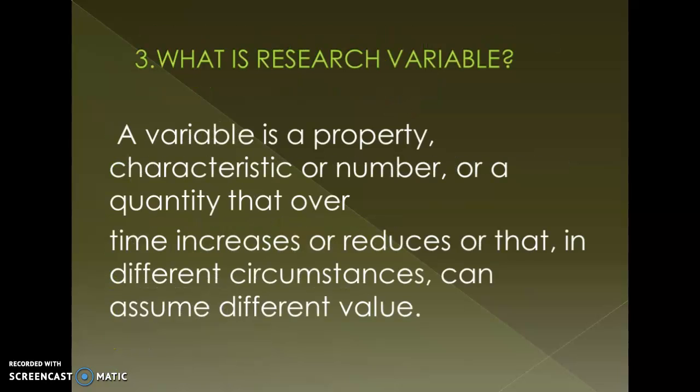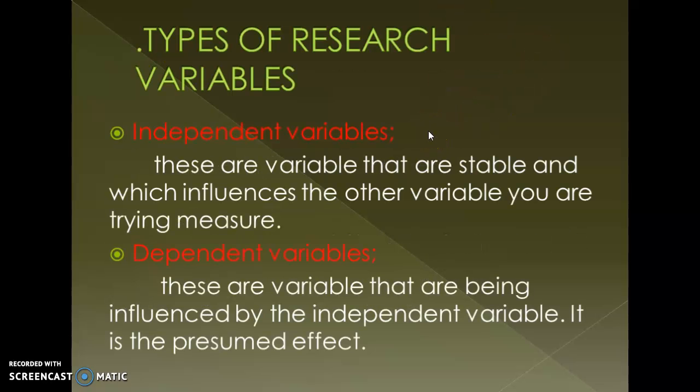After, what is a research variable? The research variable is a property, characteristic, or number or a quantity that over time increases or reduces, or that in different circumstances can assume different values. A research variable is a property or characteristic that can be measured from time to time, or that can decrease or increase.